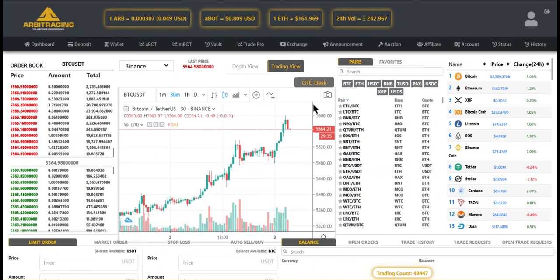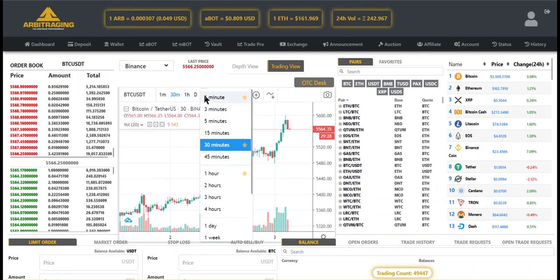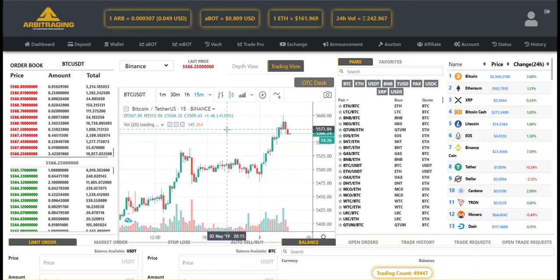So we got her coming down here. See if I can get to a smaller time frame. Yeah, it allowed me to do 15-minute. Good. Wasn't sure. Just gives you more candles to look at.